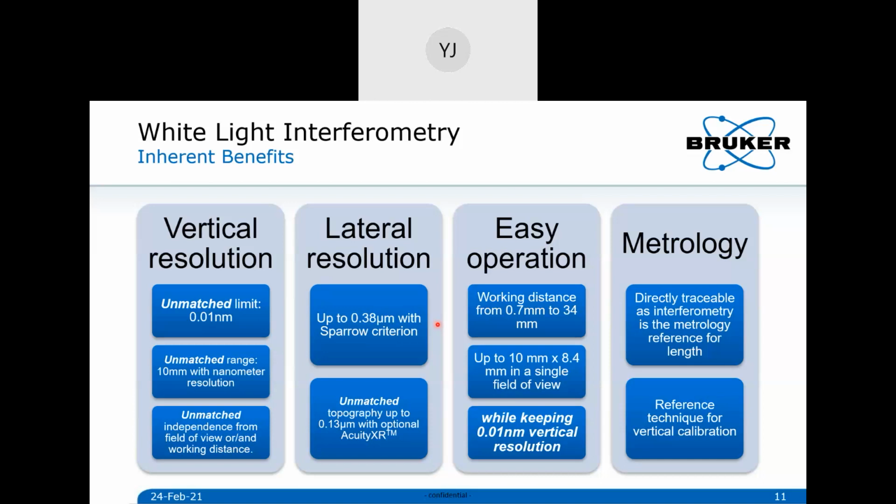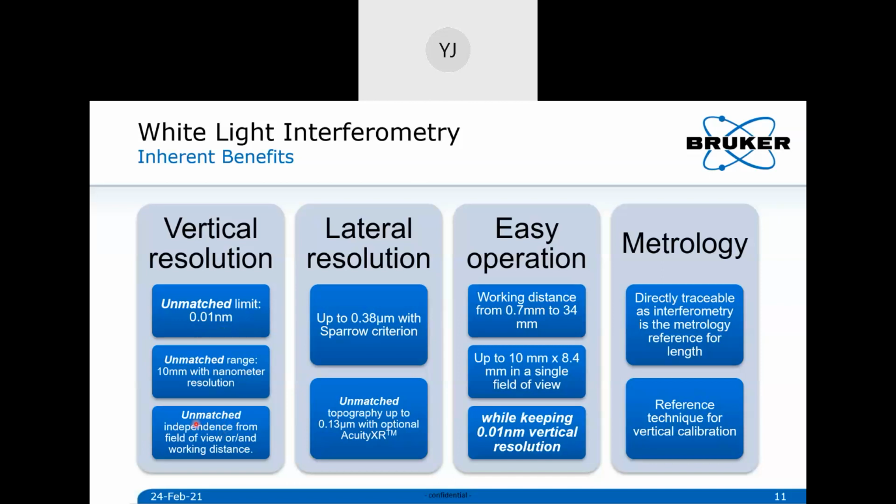Okay. So just to summarize the technique so far, we have the resolution of this technology. You can see here the vertical resolution is sub-nanometer, right? So this is one of the highest resolution techniques that's available, and it's non-contact. You also have unmatched range. In the vertical, you can have up to some 10 millimeter height difference, and you can still capture it with the same nanometer resolution, right?